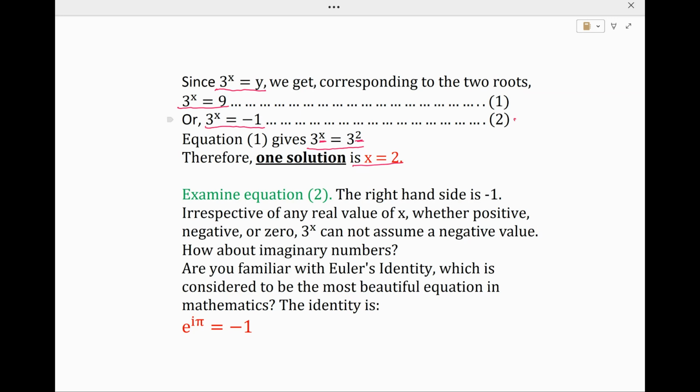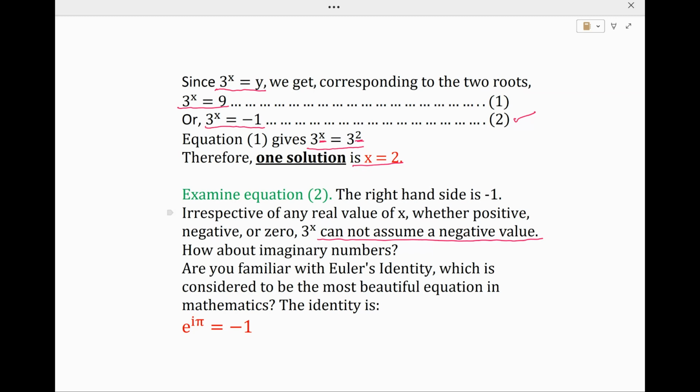Examine equation 2, that is 3 to the power of x is equal to minus 1. Please appreciate that irrespective of any real value of x, whether positive, negative or 0, 3 to the power of x cannot assume a negative value. For example, if x is equal to positive 3, then the left hand side would become 3 into 3 into 3, that is plus 27.